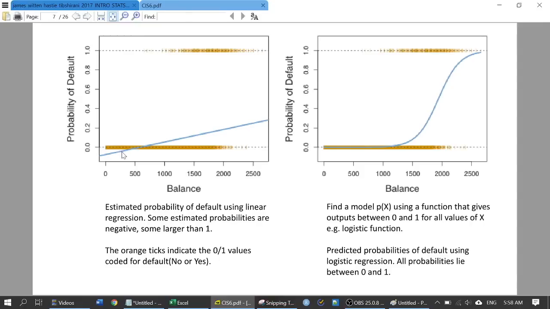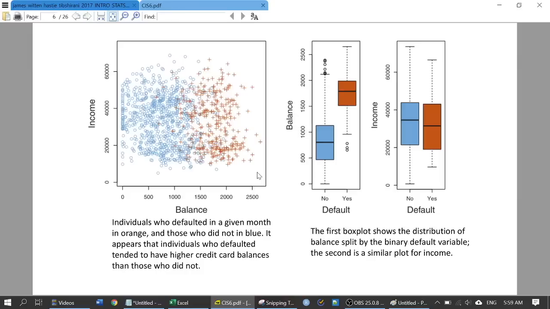Okay, so if you have a credit card balance of less than 500, then the probability of default is negative. So it is impossible. And if you look at the higher part here, this is higher than 2,500 for the credit card balance, the probability of being a default is just a little bit over 0.2 or maybe 0.3, which is a low probability.